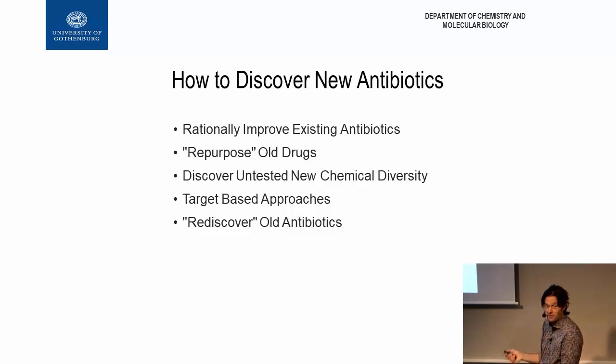There's a lot of companies doing that today. We could test things that we never tested before to see what happens. Nature is fantastic when it comes to producing bioactive molecules. You can always go out in the garden and you're probably going to find bioactive molecules. Some of them might have antibacterial effect. So that's what we mean by untested new chemical diversity.